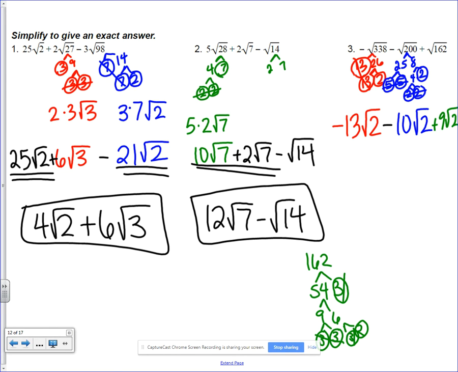Do they match? All of them match. So what is negative 13 minus 10 plus 9? And that is a radical 2 on the end.